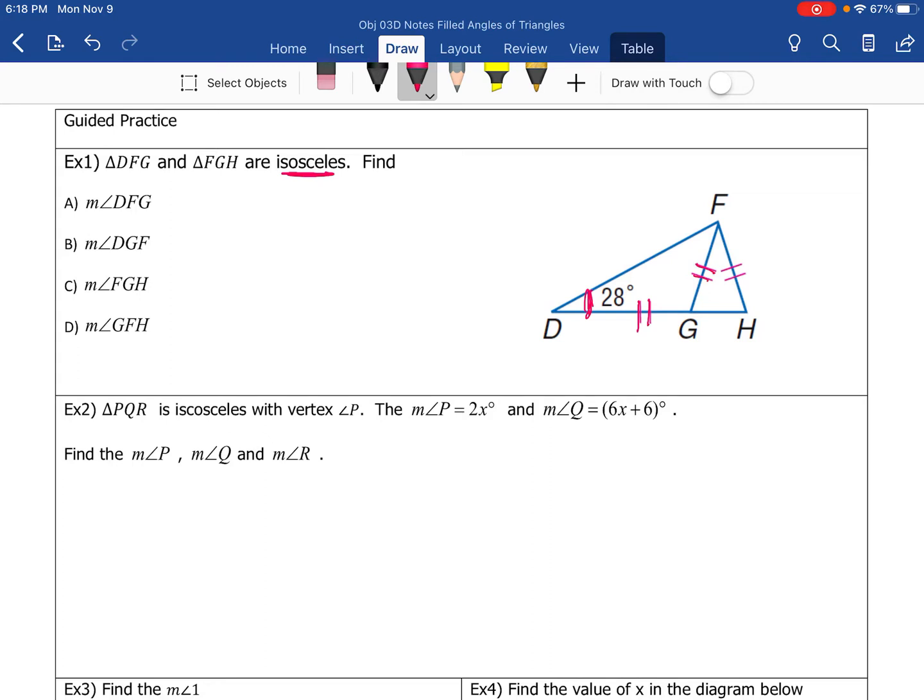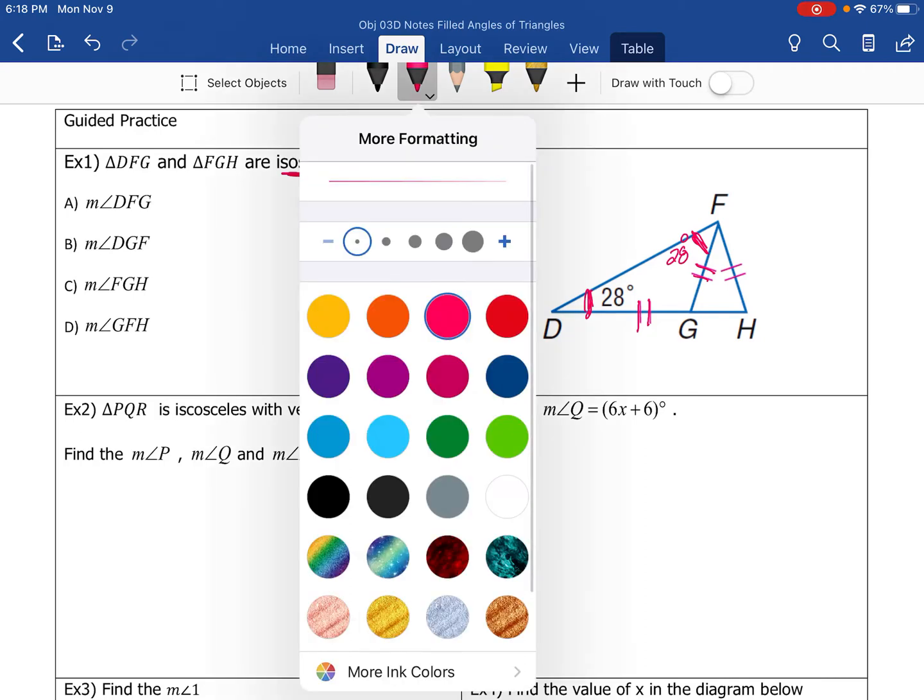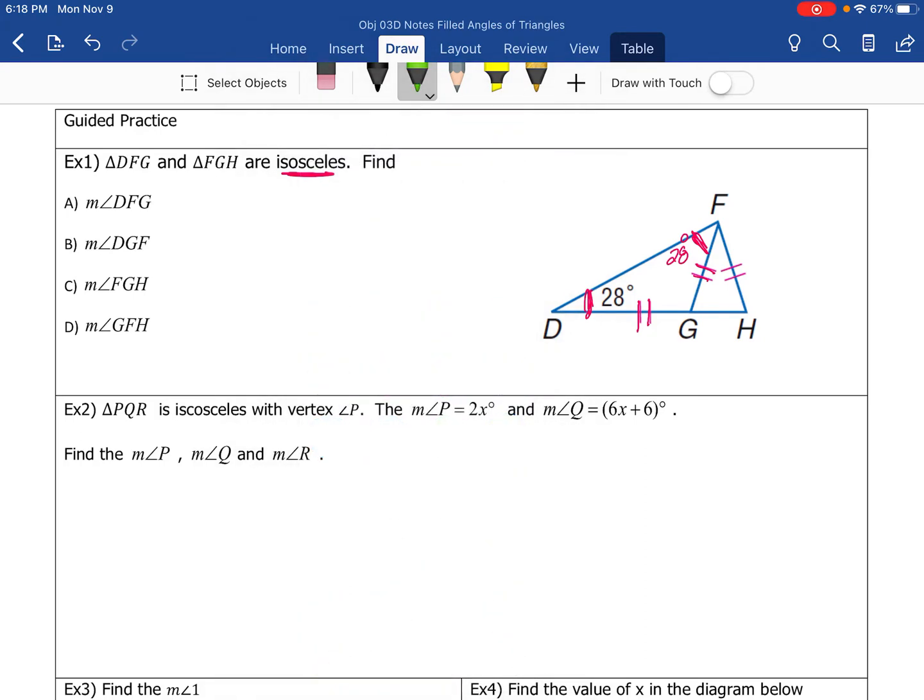Since these two sides are congruent, you know the converse of the base angles theorem: if two sides of a triangle are congruent, the opposite angles are congruent. So this would also have to be 28 degrees. You could find the measure of angle DGF because the sum of the interior angles is 180, so 28 plus 28 plus the measure of angle DGF is equal to 180 degrees. So it's going to be 180 minus 56, which is 124 degrees.